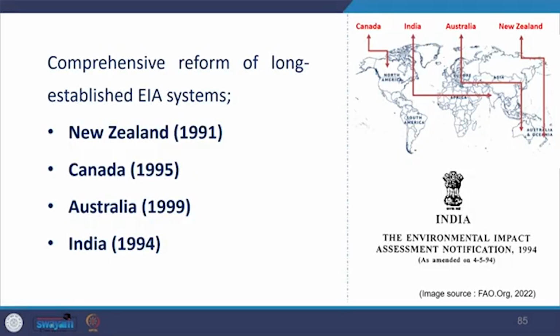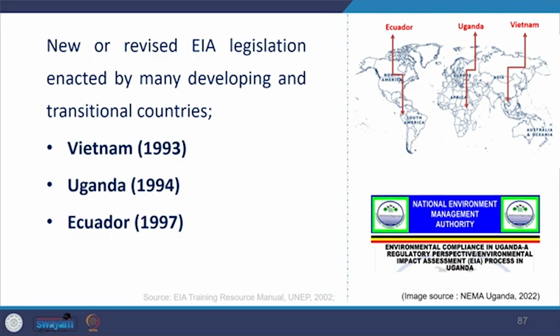So you can see year-wise 1991, 95, 99 and 94, how the EIA system was being established. We also see new or revised EIA legislation enacted by many developing and transitional countries. For example, we see Vietnam, Uganda, and Ecuador also adopting it.